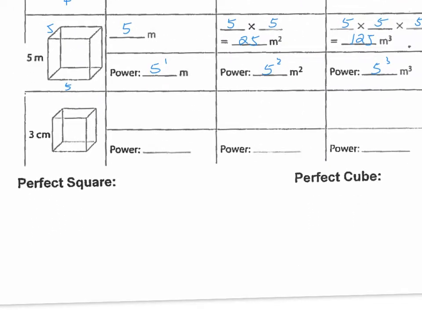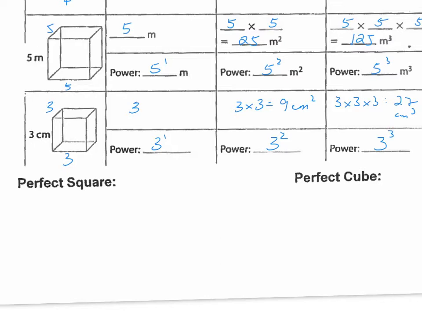The last one we have here is the cube with side length 3 centimeters. So the front face is 3, and the power is 3 to the 1. The area is going to be 3 times 3, which is 9 centimeters squared, and the power is base 3 exponent 2. And the volume is 3 times 3 times 3, which is 27 centimeters cubed, and the power is base 3 exponent 3.